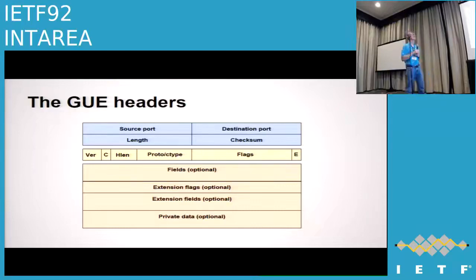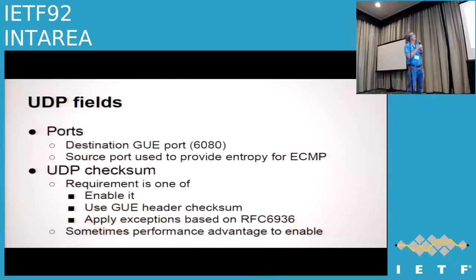UDP, so as I mentioned, we can use a source port for entropy, much like other UDP encapsulations. UDP checksum, very similar to the MPLS over UDP, GRE over UDP. Same provisions, however, since we do have the ability to add a header checksum within the encapsulation, that may mitigate certain circumstances where we wish we could turn on the checksum, but we can't because of the switch compatibility. Next slide.